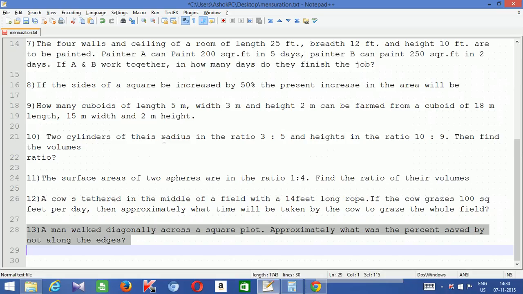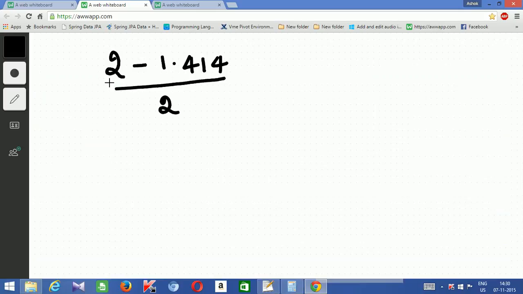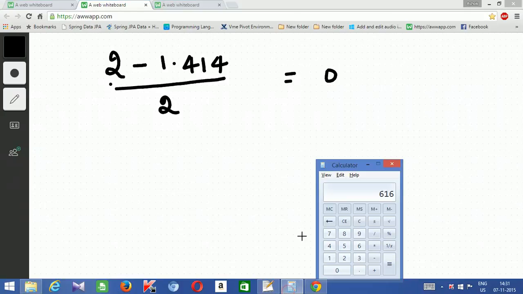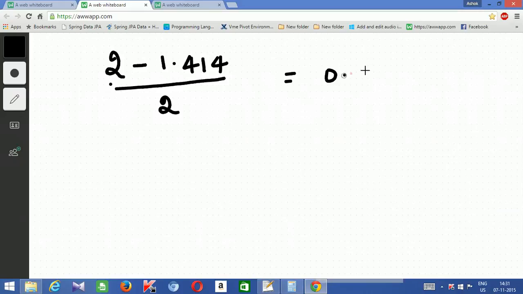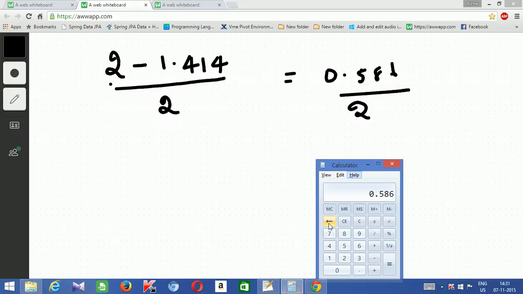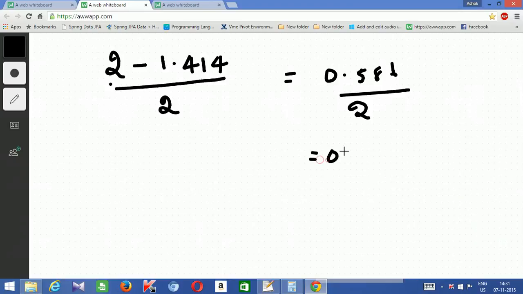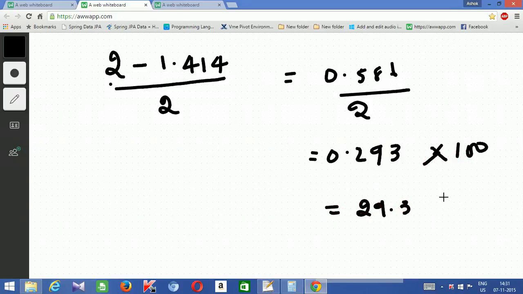So the difference is 2 minus 1.414, which is 0.586. All right, so it is 0.586 divided by 2, which is 0.293. So 0.293 into 100. Fine. So meaning 29.3 approximately, this is the percentage he saved by walking along the diagonal.